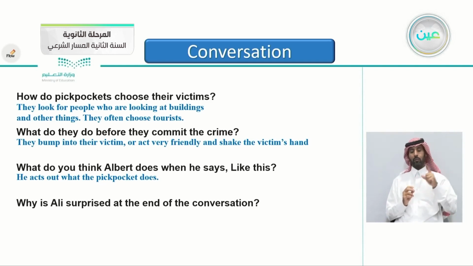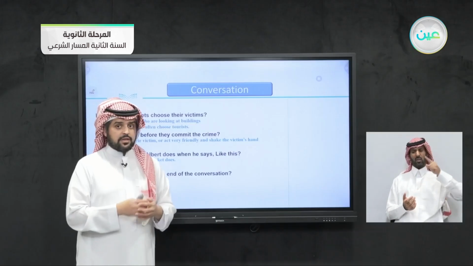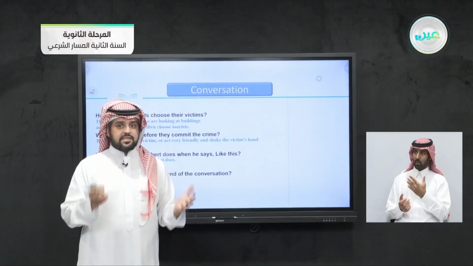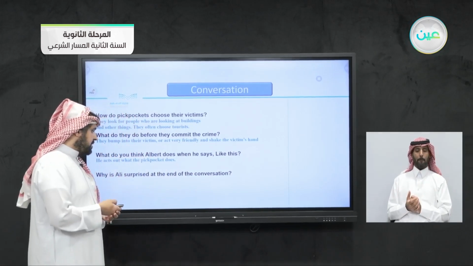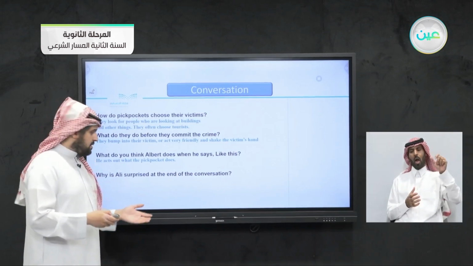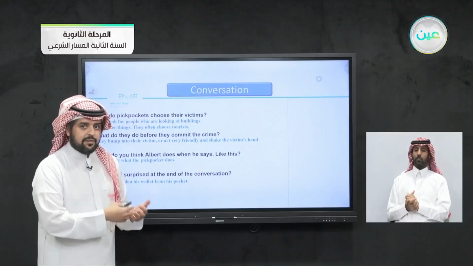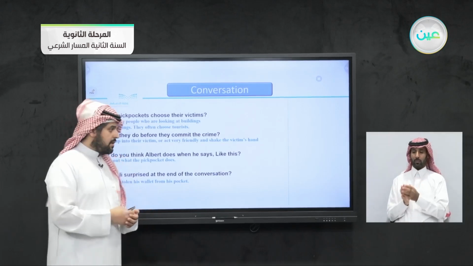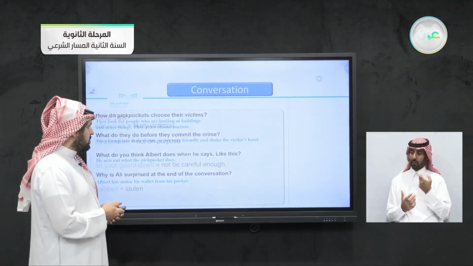The last question: why is Ali surprised at the end of the conversation? At the end of the conversation, Ali shouted, surprised. Why do you think that he was surprised? Yes, Albert has stolen his wallet from his pocket without him feeling. He was confident that his wallet was still in his pocket, then Albert showed him that his wallet was with him. That's why he was surprised. Albert has stolen his wallet from his pocket.